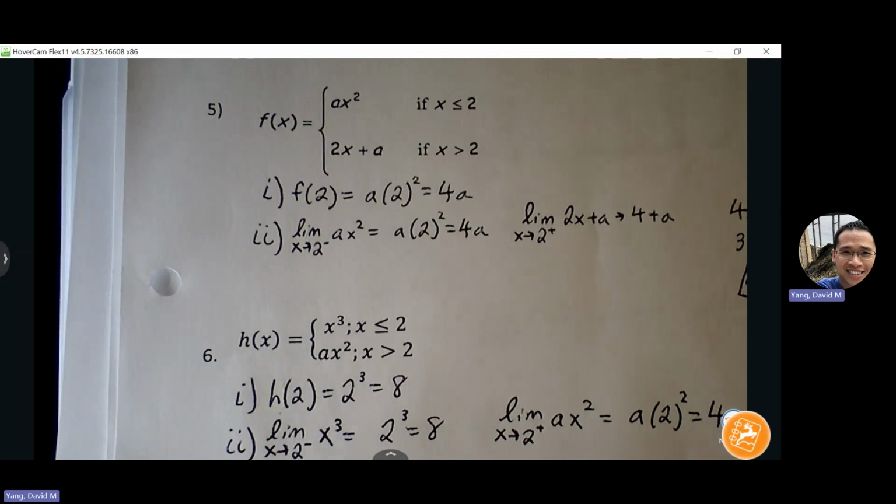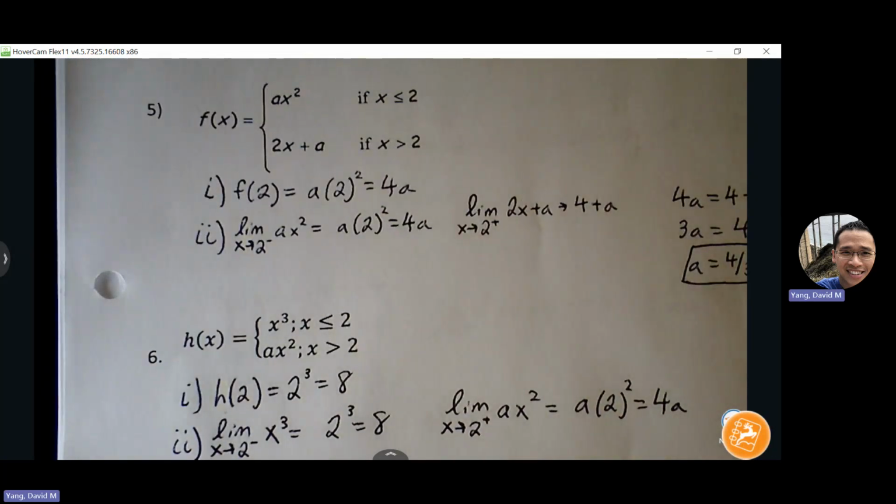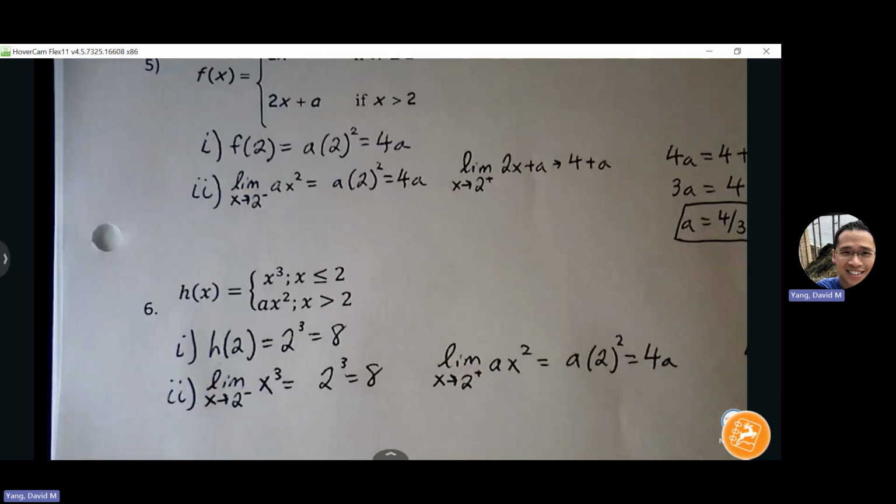You get 0 over 0. 0 over 0, yeah. But then what do you do after that? I need to factor. You've got to factor, right? So the limit does exist, so we've got to keep going, right?